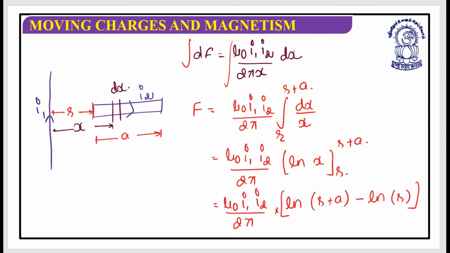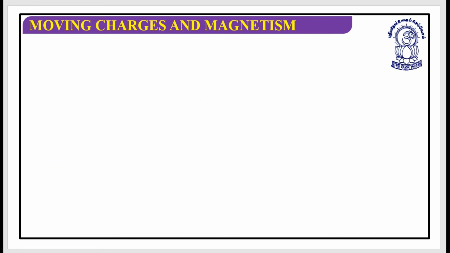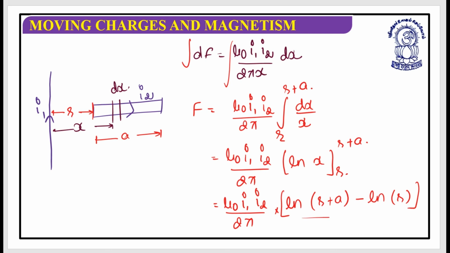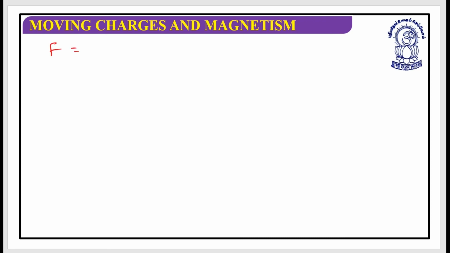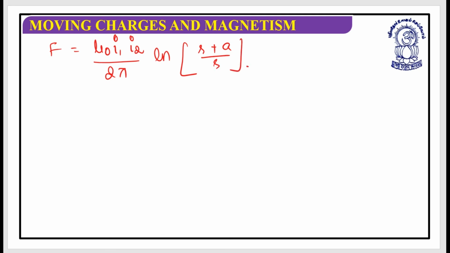Here ln is the natural log, and a subtraction of logs is the log of a division. So this F can be written as mu naught I1 I2 divided by 2 pi multiplied by ln of r plus a divided by r. This is the final answer.